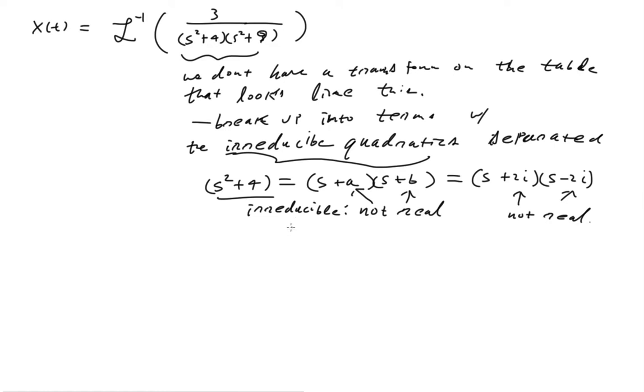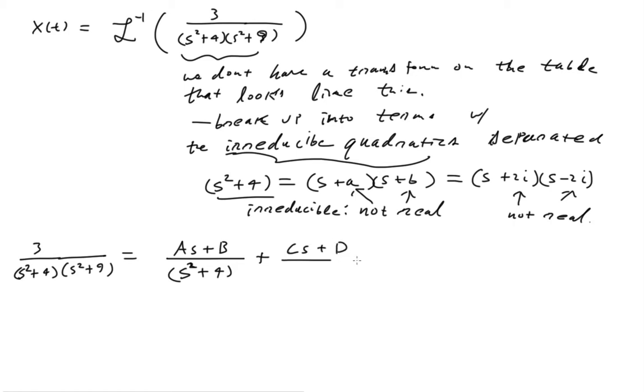It can't be factored into binomial factors that are real, but we certainly should be able to use partial fractions on this. So in fact we will. What we're going to do is write 3 over (s squared plus 4)(s squared plus 9) equals (as plus b) all over s squared plus 4. So when you have irreducible quadratics, this is the formula in the partial fractions technique, and then you have (cs plus d) sitting right there, and that's going to be over s squared plus 9.